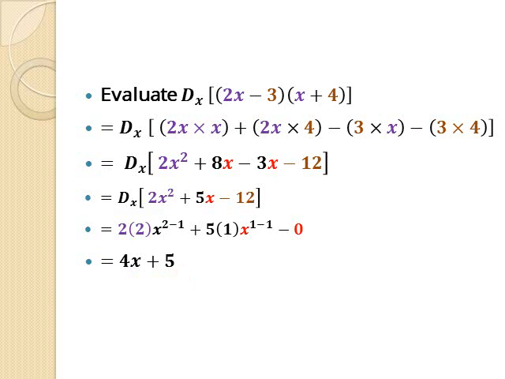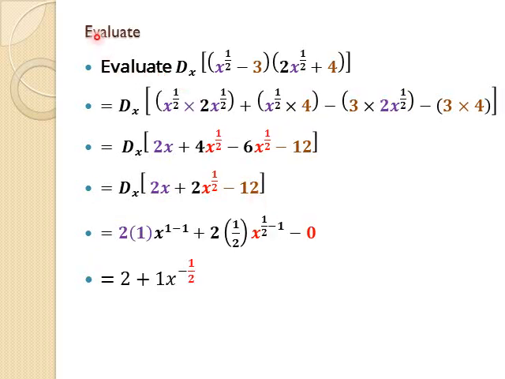Let's look at the second problem. Now if you look at number 2, they say evaluate. I am required to differentiate in relation to x, given the expression (x^(1/2) − 3)(2x^(1/2) + 4). So first term times first term, x^(1/2) times 2x^(1/2), positive times positive, stays positive. x^(1/2) times 4. Negative times positive stays negative, 3 times 2x^(1/2). Negative times positive gives me negative 3 times 4.